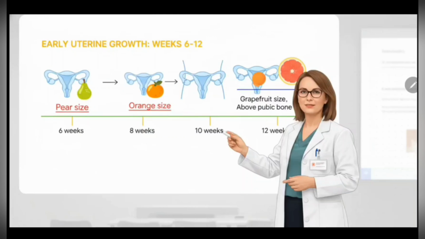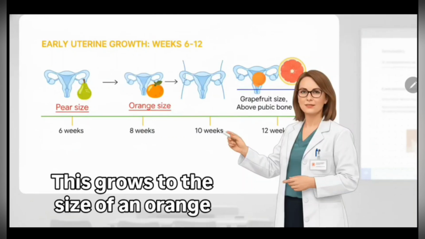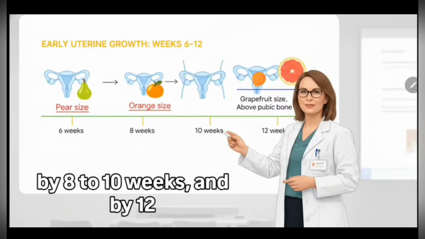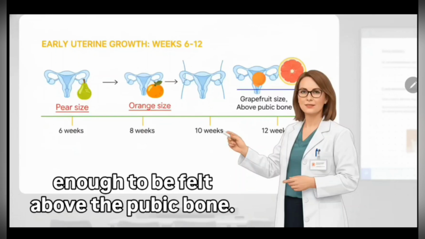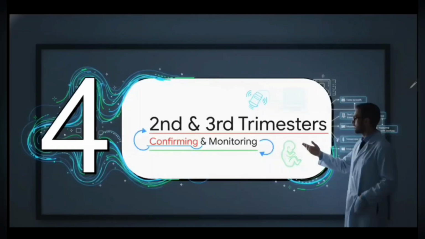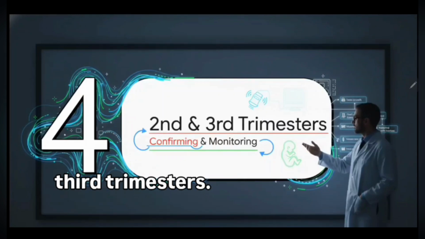It's a handy trick. At 6 to 8 weeks, it's about the size of a pear. This grows to the size of an orange by 8 to 10 weeks, and by 12 weeks, it's like a grapefruit, just big enough to be felt above the pubic bone. All right, moving on into the second and third trimesters.